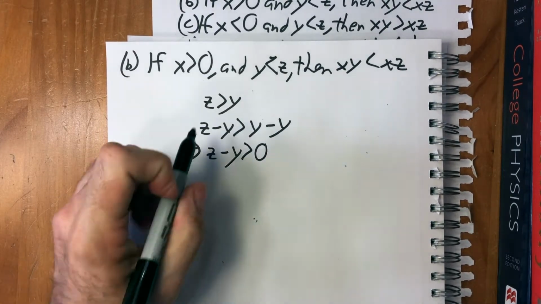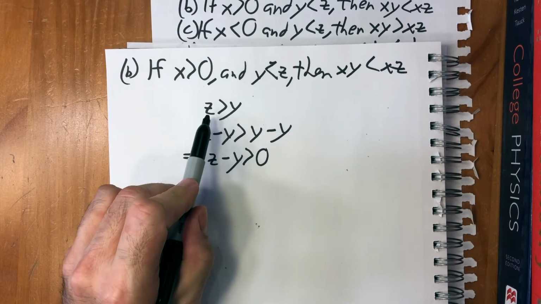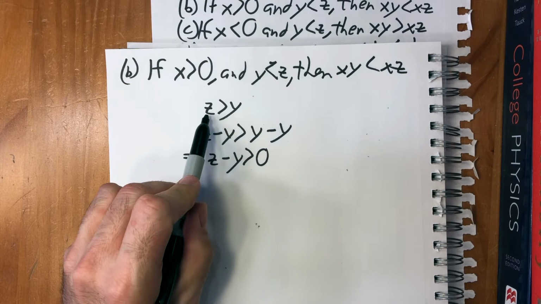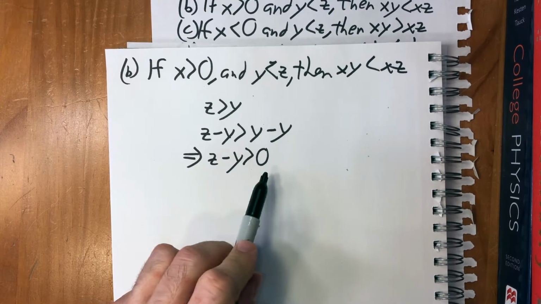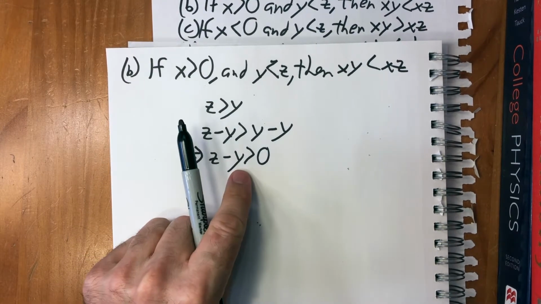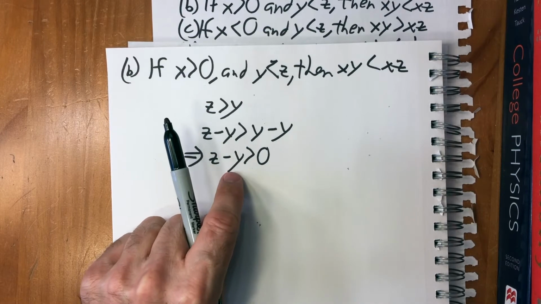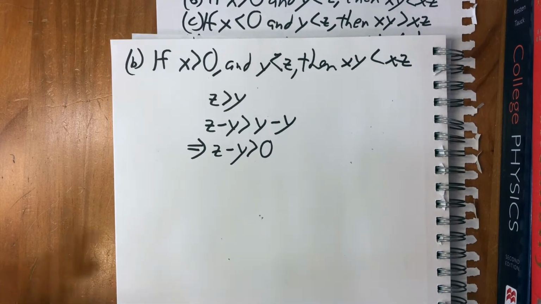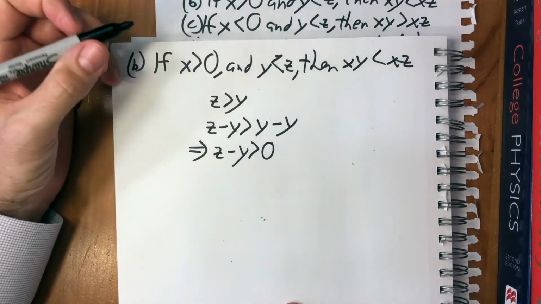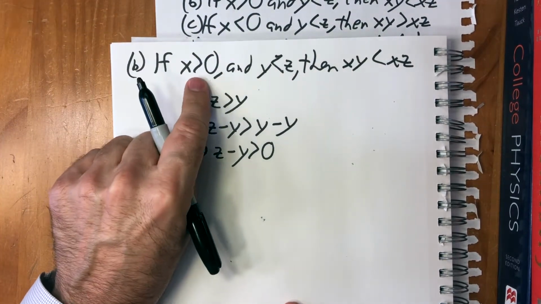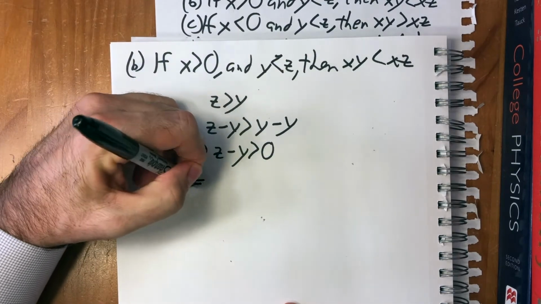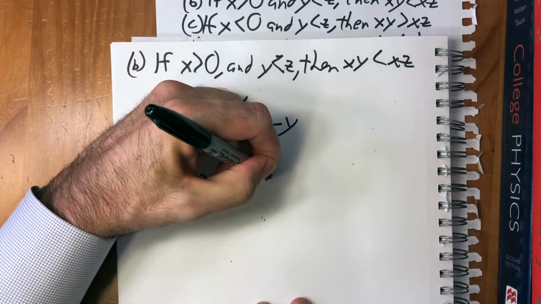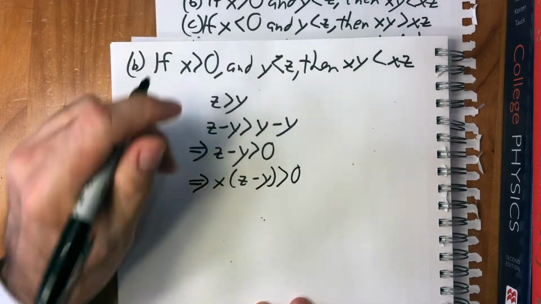And this is an interesting point here, that if one number is bigger than another number, then if you subtract the smaller from the bigger, the difference is going to be bigger than 0. That's obvious. That's also important, and that's going to come up when we're proving the uniqueness of the real numbers. Then, okay, so we were given that x is greater than 0. So therefore, x times z minus y is greater than 0.